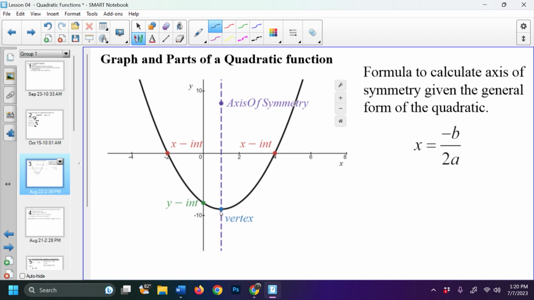If I want to find the vertex, here marked in blue, at least in the general form, it will be found by taking whatever value you calculate for the axis of symmetry and plugging it into the formula to get the y value. So the axis of symmetry and the vertex have the same x value.